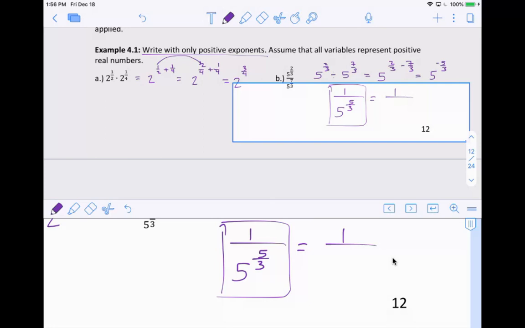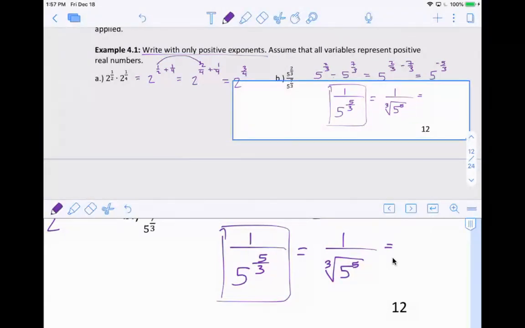In case it did, though, this would be the cubed root of 5 to the 5th, and I could actually keep going. I could keep going a lot here. I could simplify out that group of 3 5s I see. I could rationalize the denominator, right? There's a lot of different things I could do. But at this point, we're just working with our exponent rules, right?